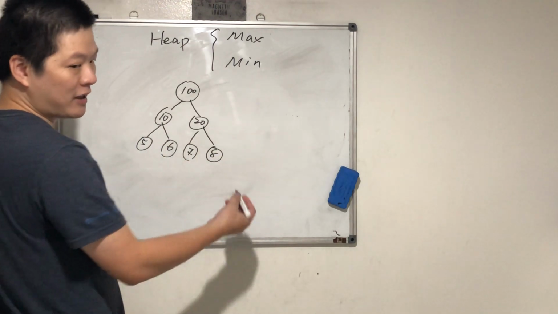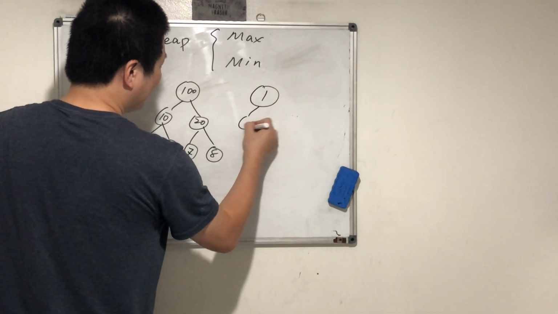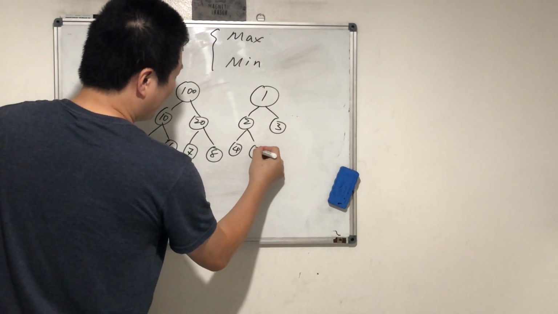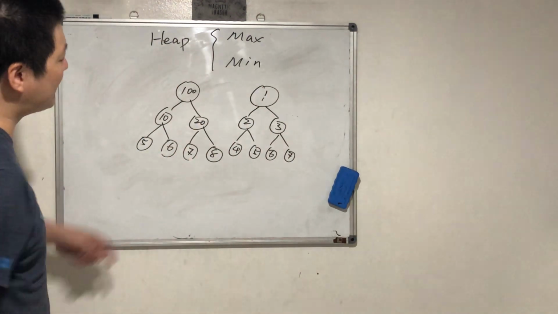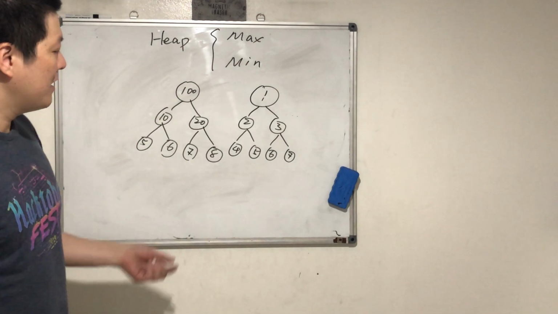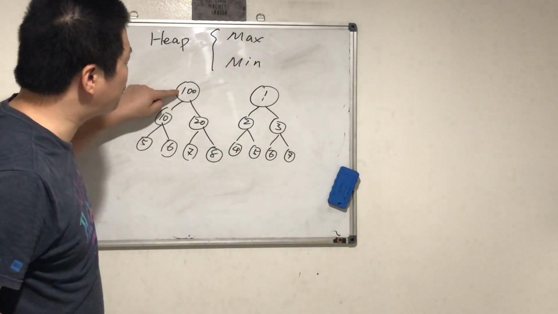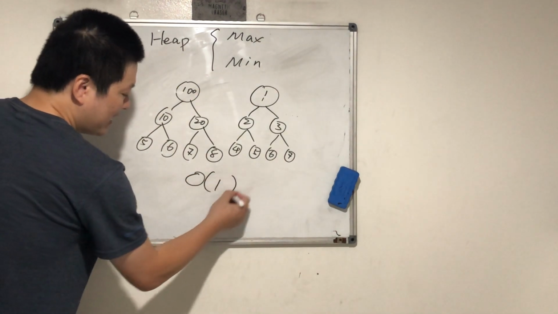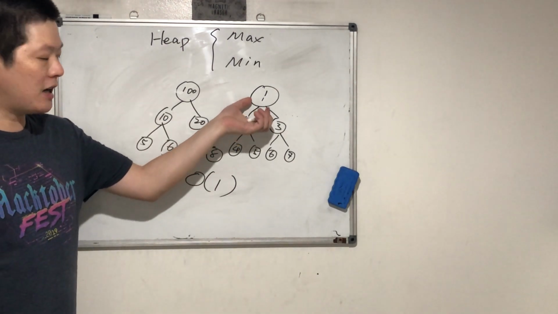And what's a min heap? The opposite: the parent is always smaller than the kids, for example 1, 2, 3, and then 4, 5, 6, 7. So what's special about the heap? The time complexity to retrieve the max or min, the root, is O(1).